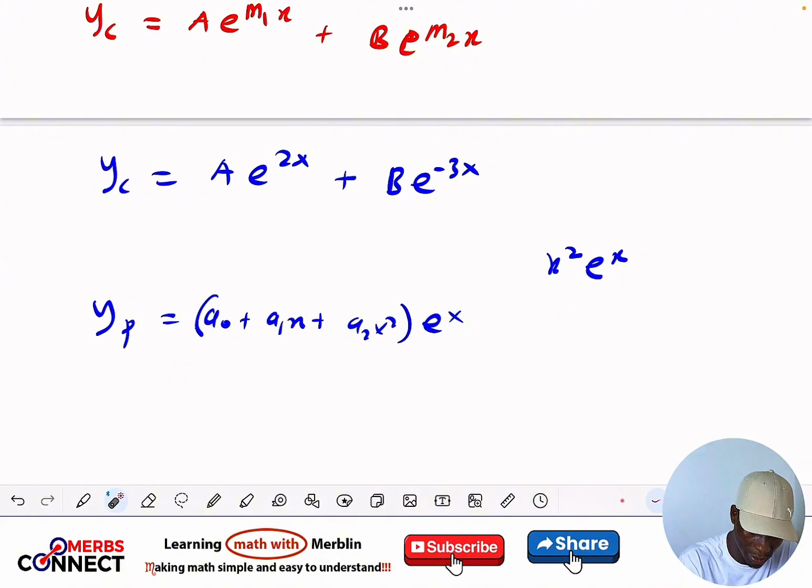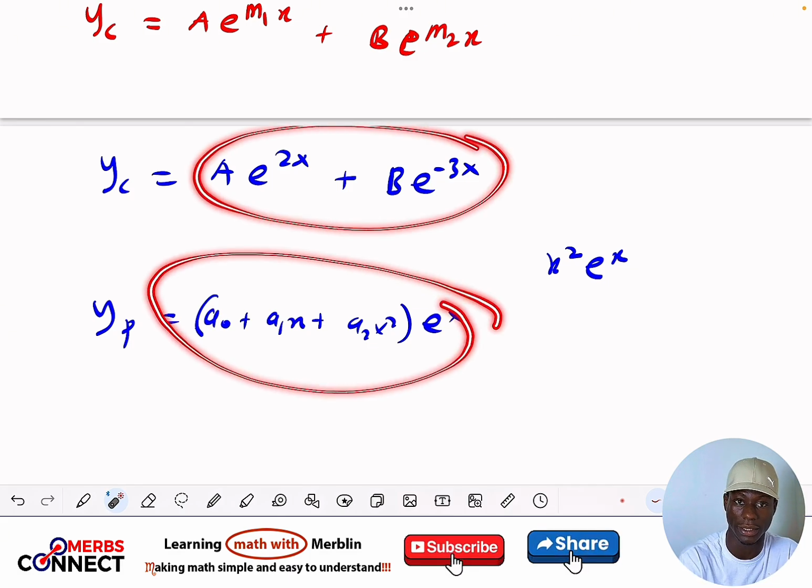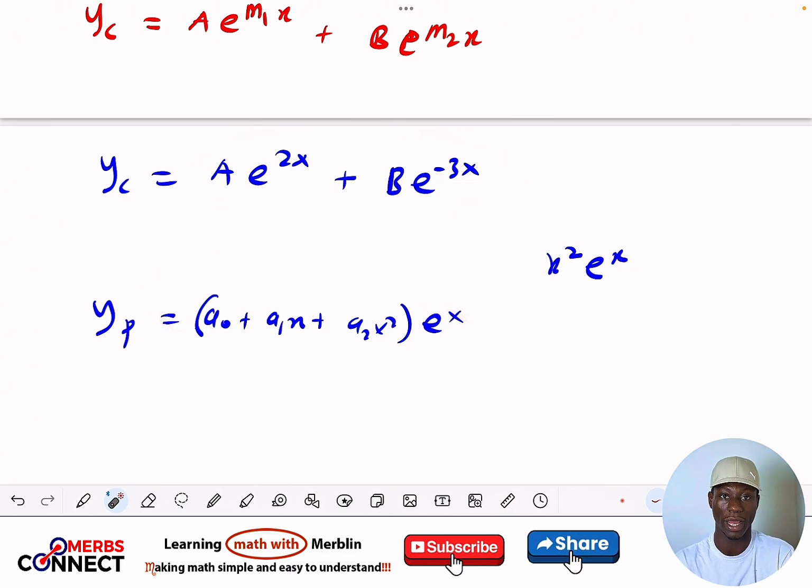But what we just need to do is compare this with the exponential function. We see that the exponential function here is just e to the power x, and this is minus 3, this is 2. So even when I multiply, there is no term here which is going to be the same as this. So this becomes our trial solution.